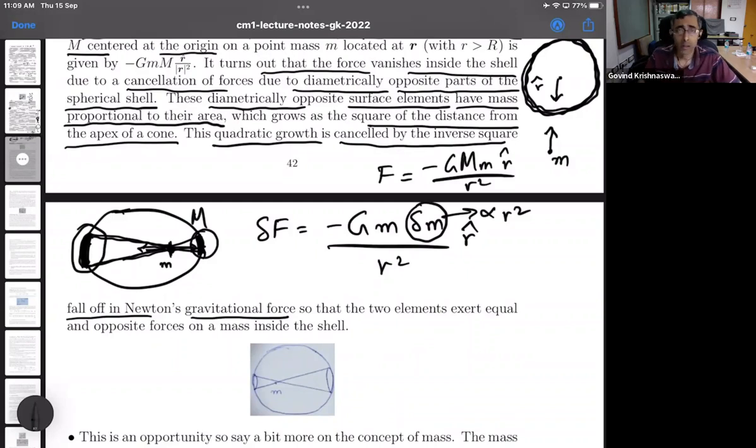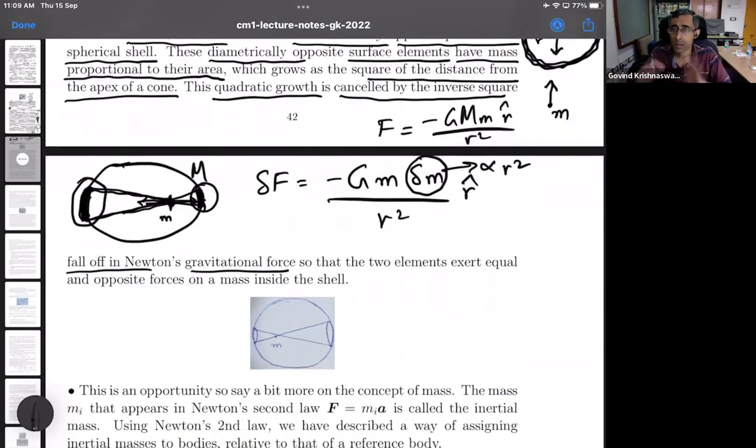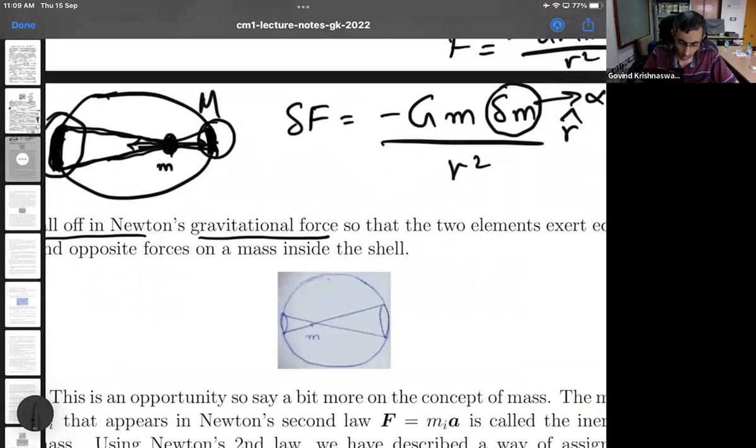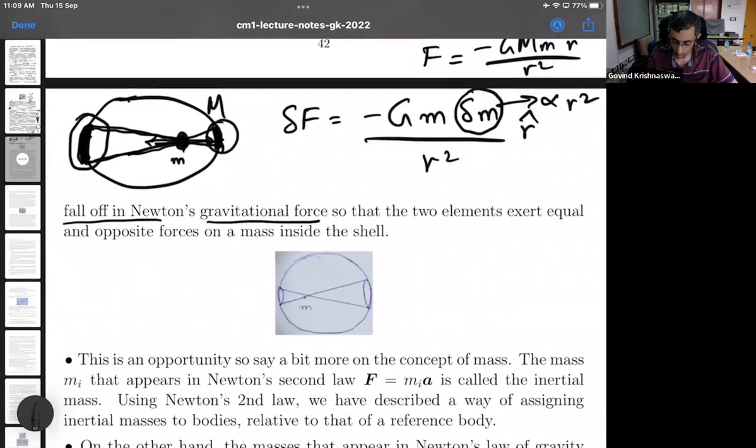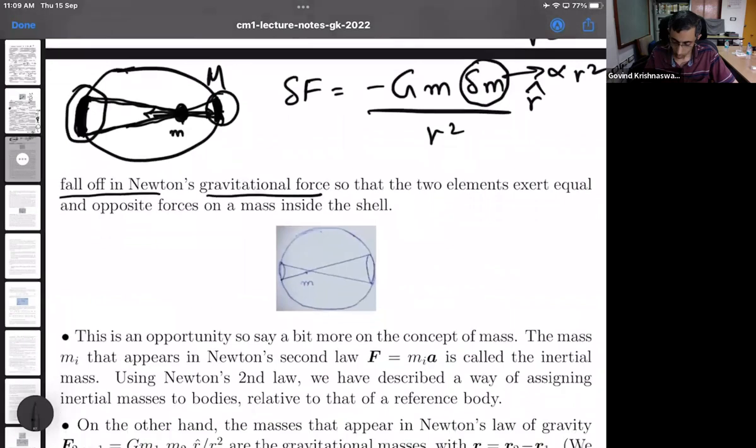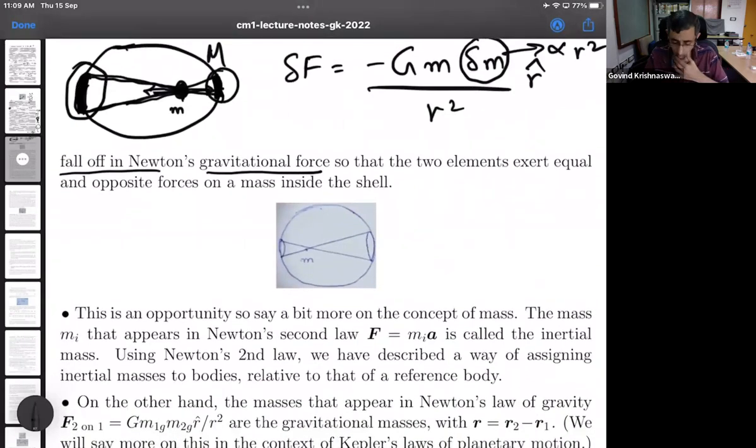One can try to make it a little bit more precise. Due to these cancellations from diametrically opposite elements, the total force on my mass m is 0. So this can be of quite a practical use. In fact, less so in gravity, more so in electricity, electromagnetism. So I will make a comment about that. But any question about the rough argument I just gave?